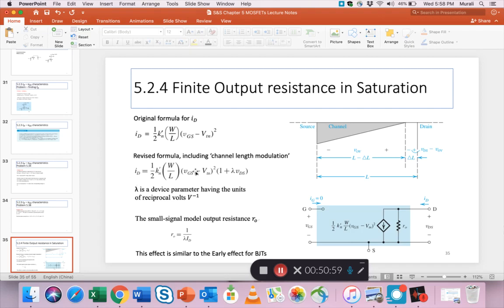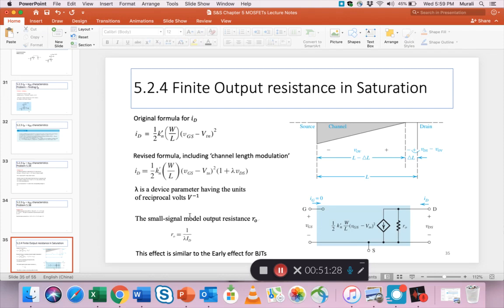But you must remember that if the original formula for the current is like this, the new formula to include the impact is like this. So this new factor 1 plus delta VDS comes in. This delta, is that delta, or I don't know what, I have to remember what it is. Let's call it delta for now. So this delta is a device parameter having the units of reciprocal volts, okay?